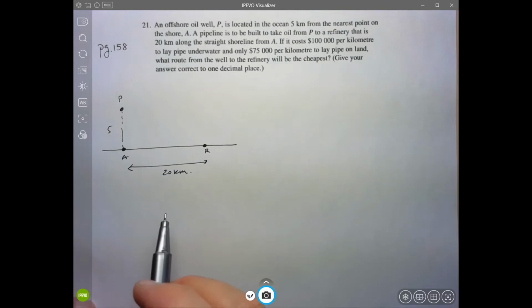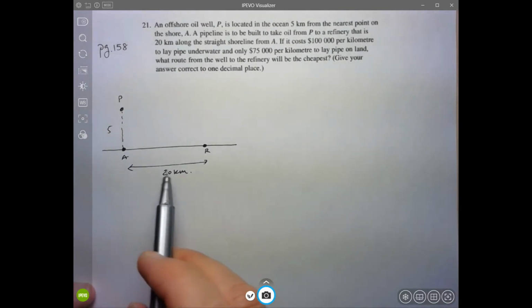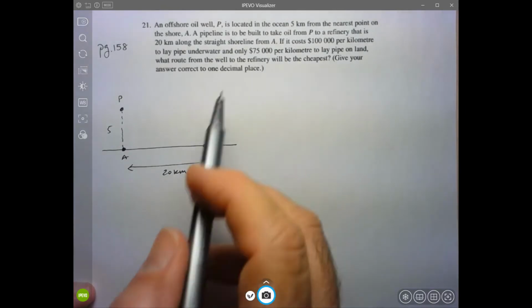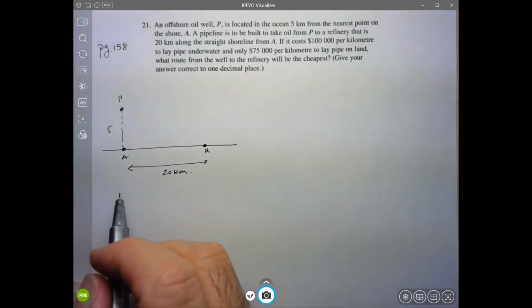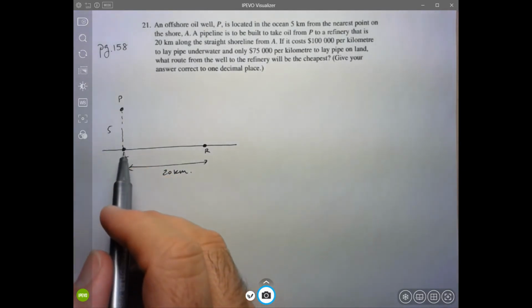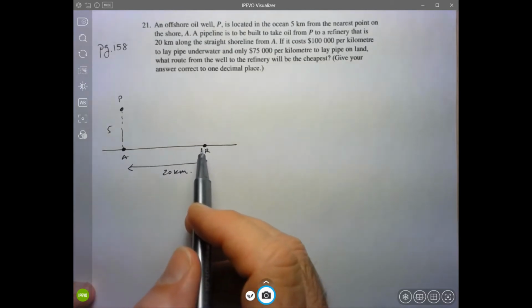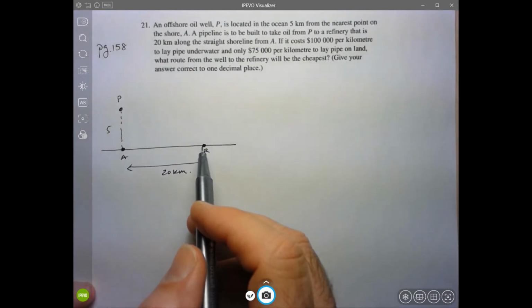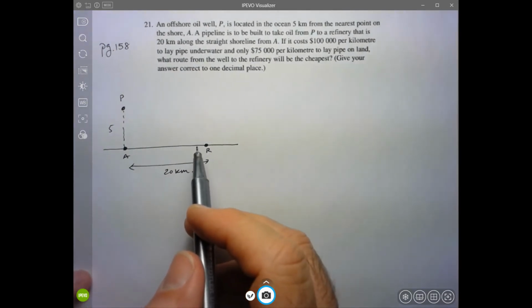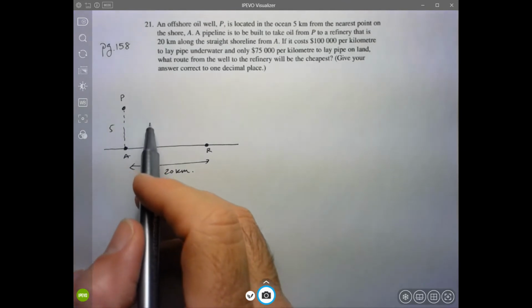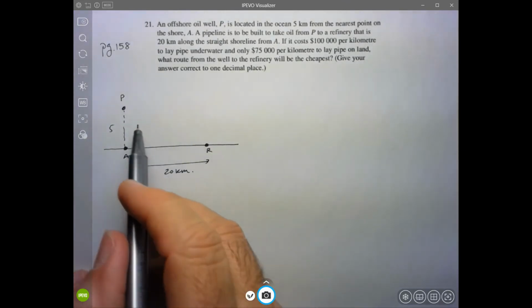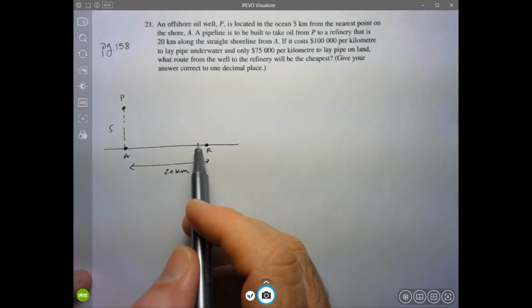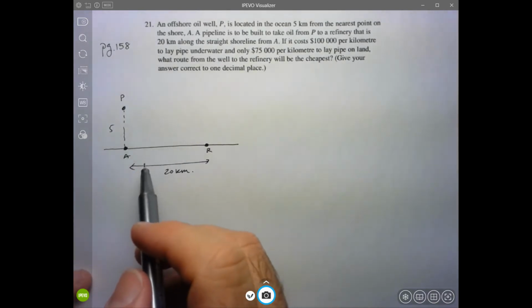All right, so let's take a look at the possibilities. Ideally, you want to maximize the amount of land pipeline because it costs less, and minimize the amount of water pipeline. So the way to do that would be to go straight across and then to the refinery. The problem with that is that it's going to be the longest route. The other way to think about it is, well, let's just make it the shortest pipeline possible. That would mean going straight across underwater. But of course, the problem there is that you're building all along the route, which would be more expensive.